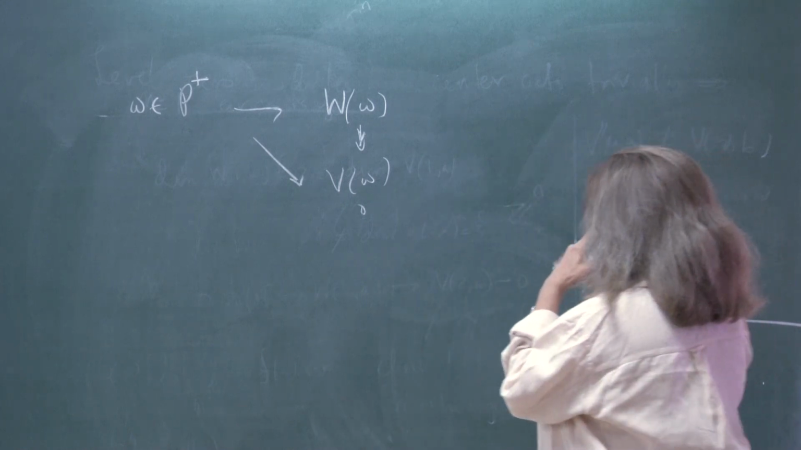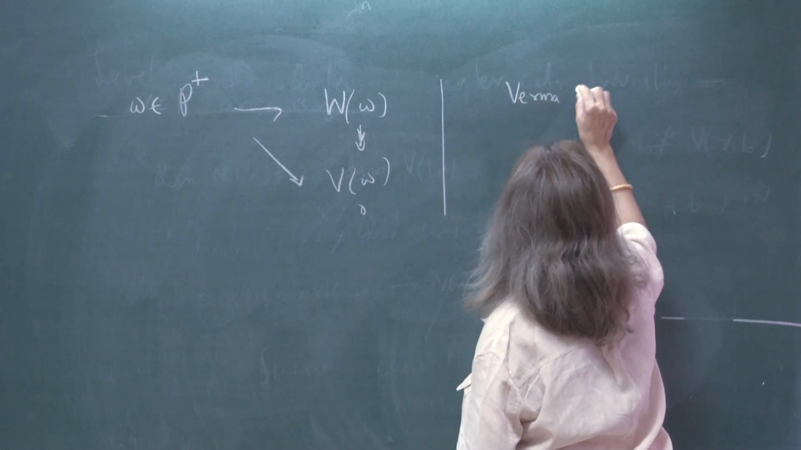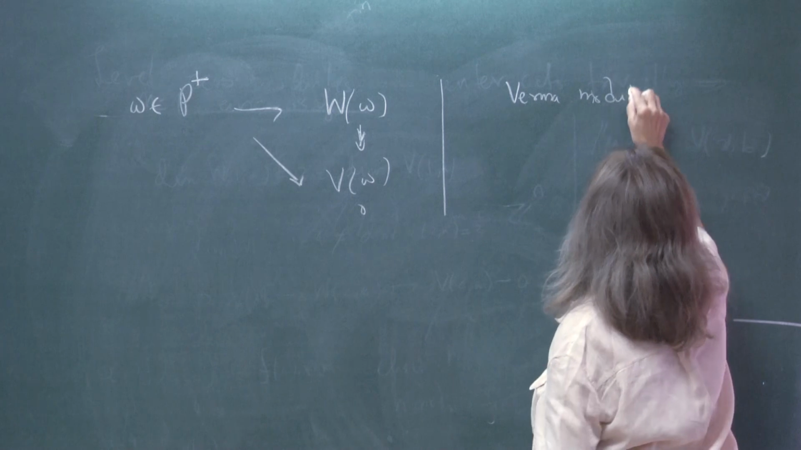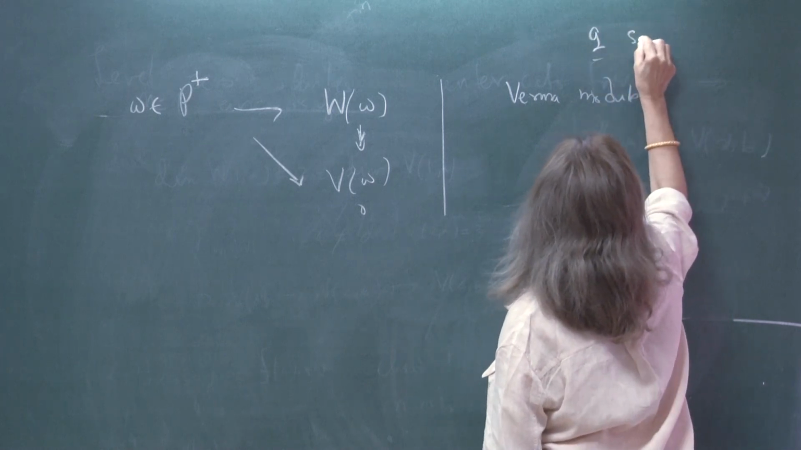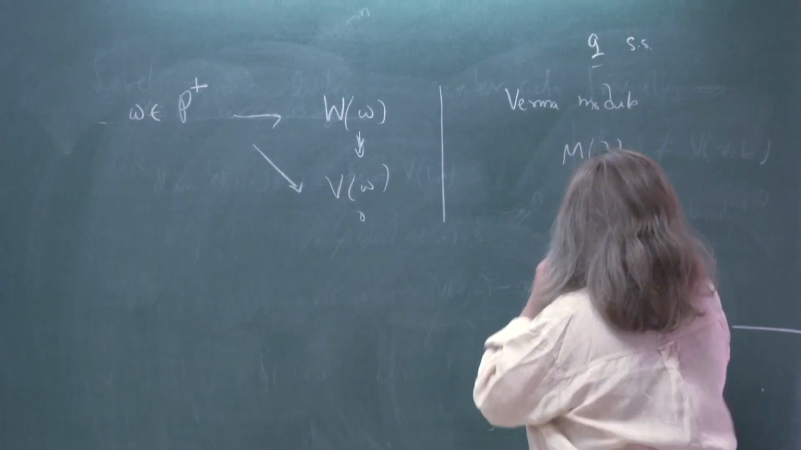So for those of you who know Verma modules, this looks like the Verma module M lambda for semisimple algebras, which you know maps onto the irreducible module V lambda.